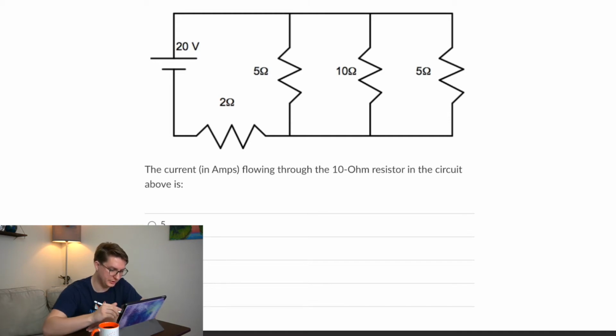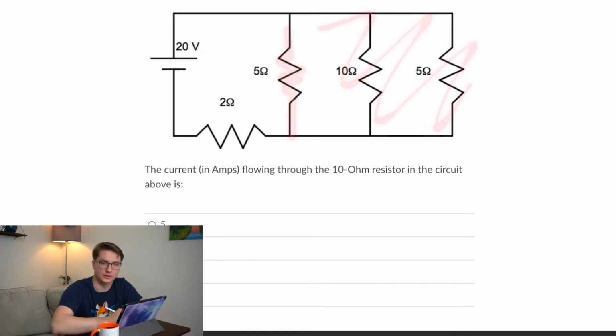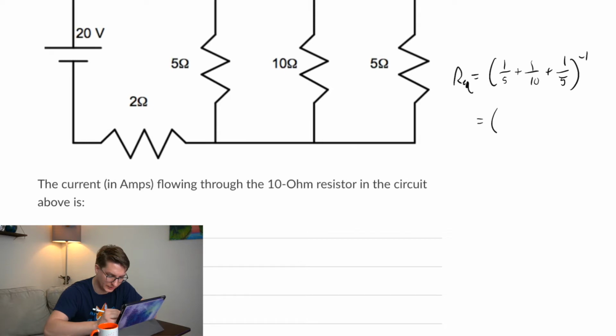So what should we do first? Well, we see that these three things are in parallel, so we should use the parallel rule. Then we get rid of them, and we'll have just one resistor with whatever that equivalent resistance is. So let's do that. How do we calculate it? We use the 1 over R rule. R equivalent equals 1 over 5 plus 1 over 10 plus 1 over 5. Let me see if I can do most of this without a calculator. This is 2 over 10, 1 over 10, 2 over 10. So overall, that's 5 over 10, and then we invert that. So it's 10 over 5, so that's just 2 ohms.